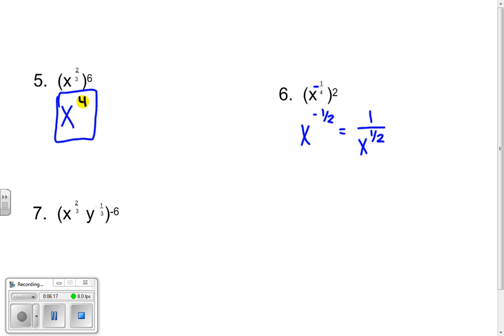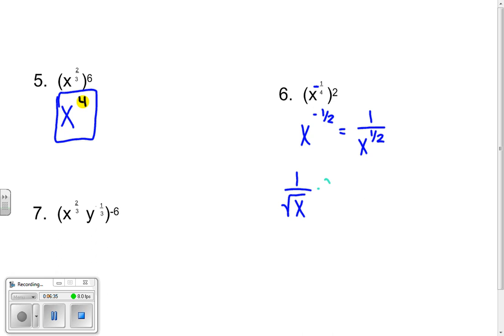This one's kind of tricky, and students often overlook what you really have. Anything to the 1/2 power is really the square root. So 1 over x to the 1/2 is really 1 over the square root of x. And you can't leave it like that. Remember, you can't have radicals in the bottom or bottoms in radicals. So you have to rationalize it.